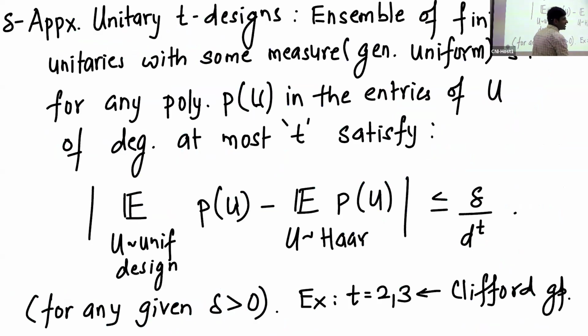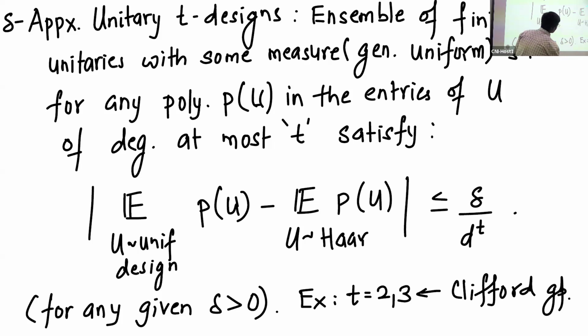Formally, all a T design means is that if I have a function P, which is polynomial in the entries of U, I evaluate its expectation with respect to this design, where I choose every unitary from this design uniformly at random. And I compare its distance with the Haar average. If this is very small, so if this is upper bounded by delta over d^t, then I'll say that such a unitary design is nothing but a delta approximate unitary T design. Okay, so is the definition clear? So this is the meaning of the definition.